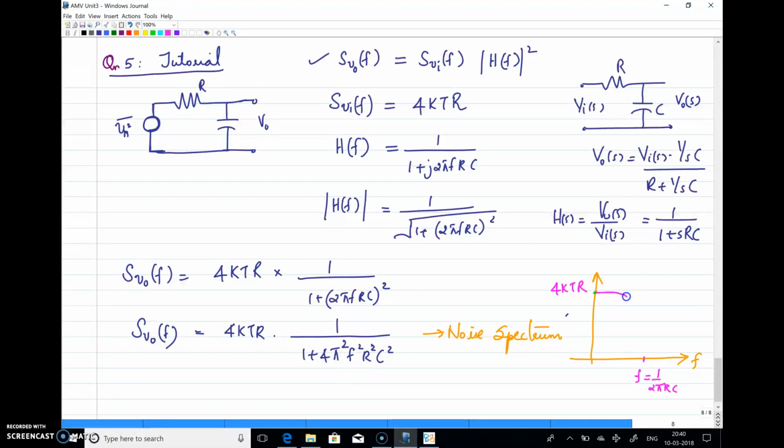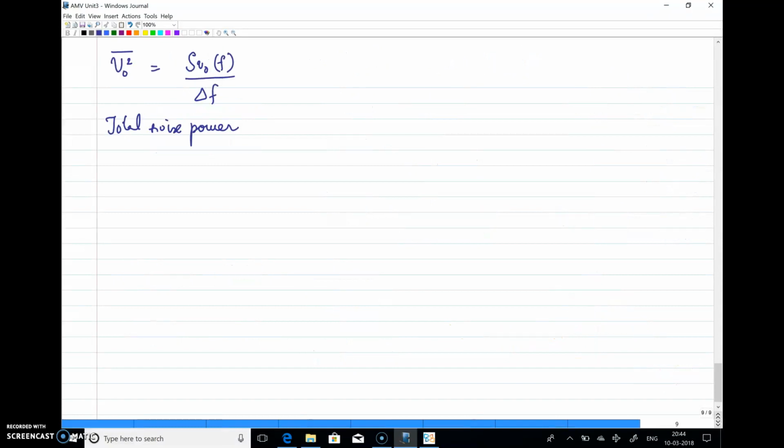So this is having a low pass response, and this value is actually 2kT into R. This is the noise spectrum. The first part of the question was to calculate the noise spectrum, so that is done. Now the second part of the question is to find the total noise power.